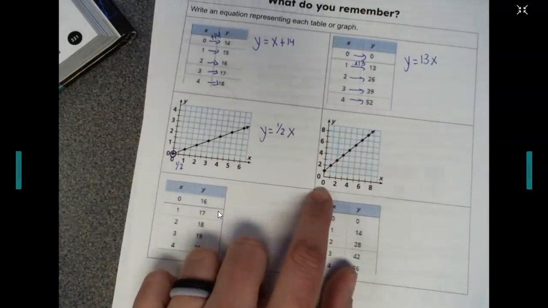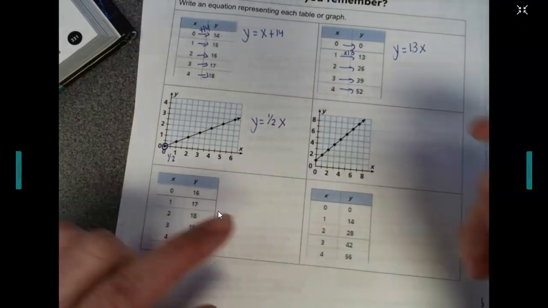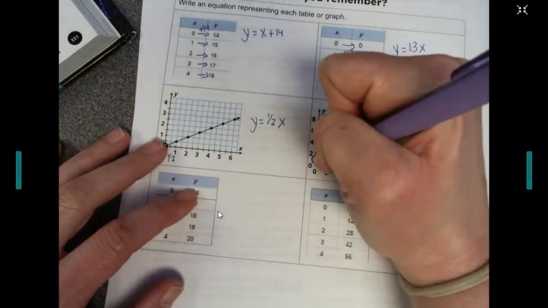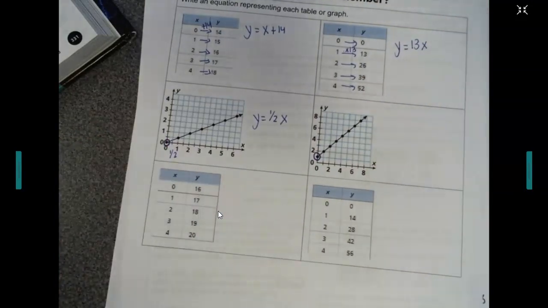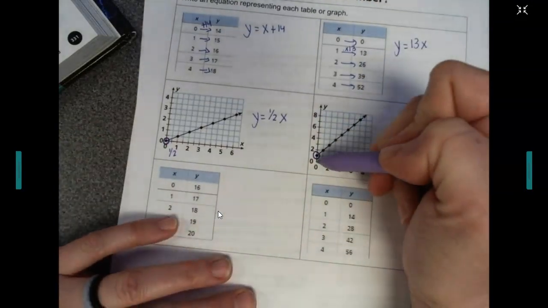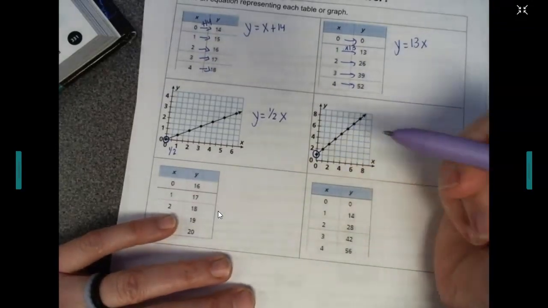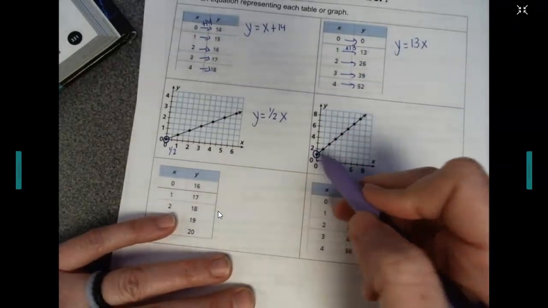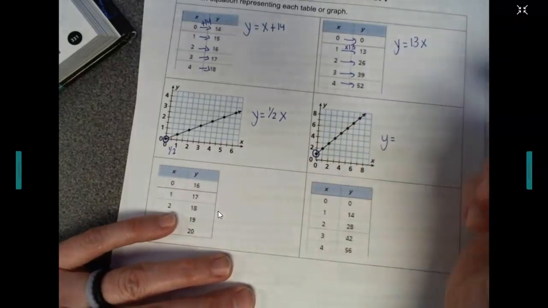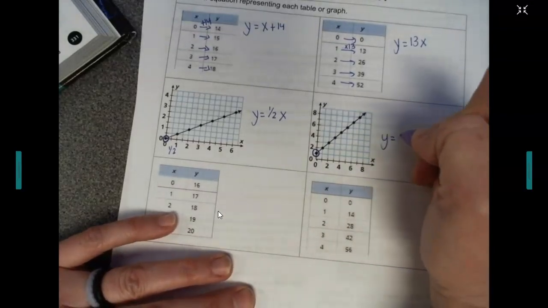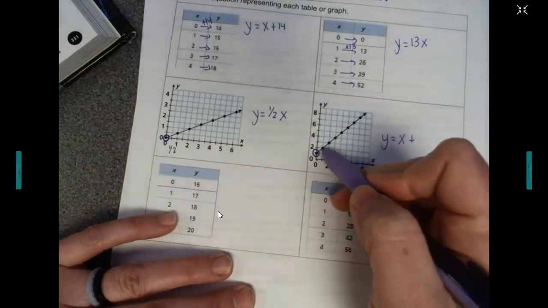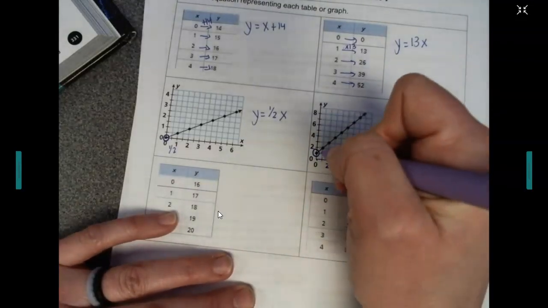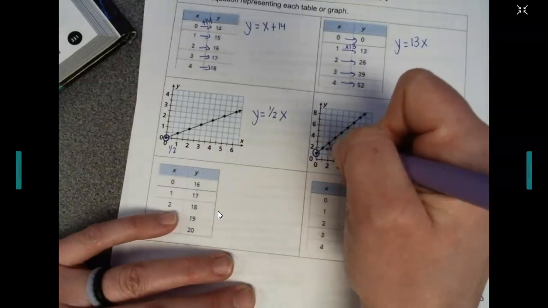On this side, if you notice, instead of starting at 0, 0, we're starting up here on the 1. That means we're going to be adding. The only time we can be multiplying is when we start down here at the 0, 0. If we're up higher, that means we're going to add. So I have y equals, and I know I'm going to be adding, so I'm going to do x plus, and let's see what we go up by every time. 1, 2, 3, 4. That means I'm going up by 1 each time. Each time I'm adding 1.